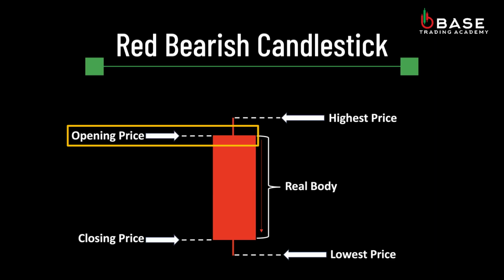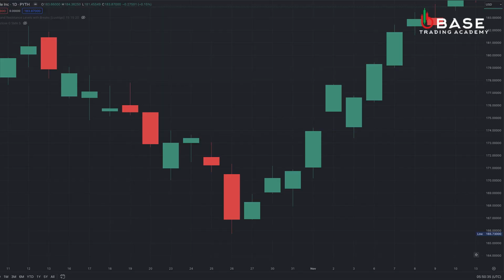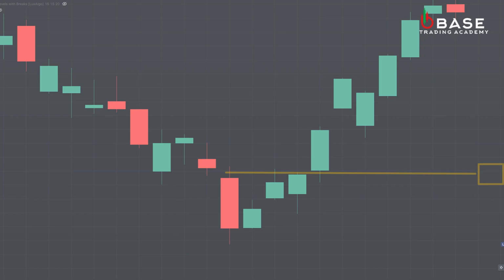The open refers to the price at which an asset begins a specific time, typically at the start of a trading day. Now, let's examine the daily stock chart for Apple. This single bearish candle symbolizes one entire day, and the opening price for that day was between 170 and 171.